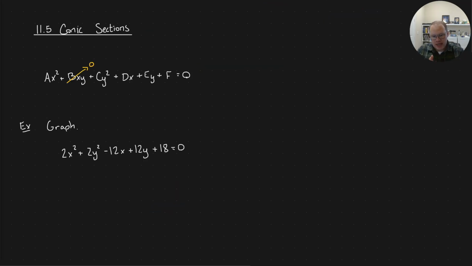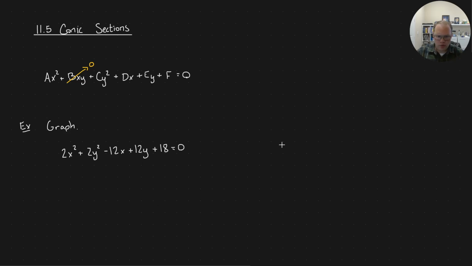Let's do another example of graphing a conic section that is not in standard form. So for this one, if we take a look, what kind of conic section am I dealing with here? Well, notice I've got an x squared term and a y squared term, and they're the same sign. That means I'm dealing with an ellipse. Okay?